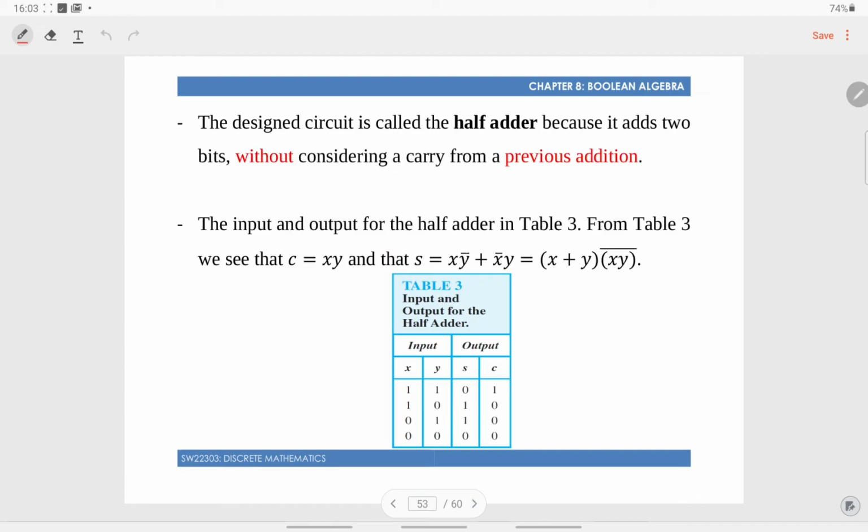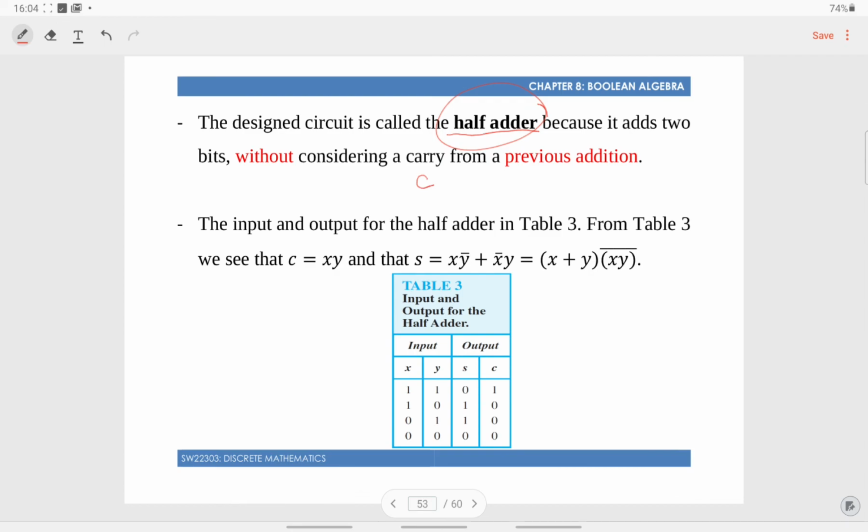The designed circuit is called a half adder. Why? Because it adds 2 bits, x and y, without considering a carry from a previous addition. We do the addition directly without considering any carry bit from previous addition. That's why we call it a half adder.